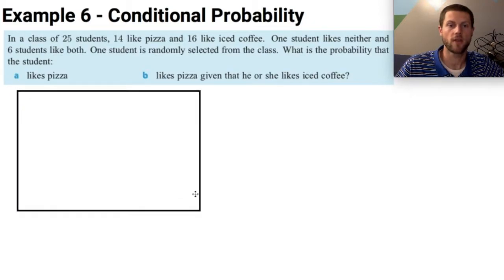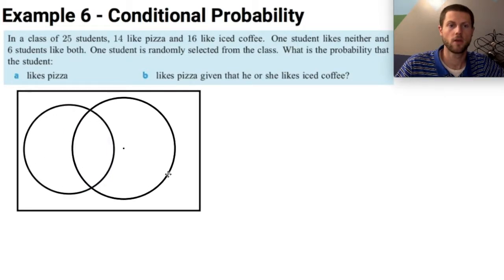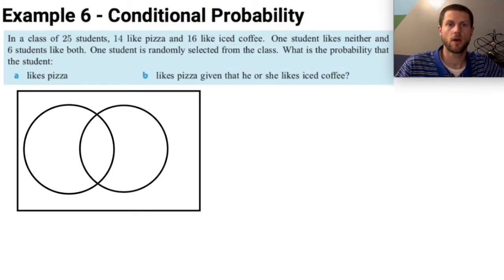So I'll draw my Venn diagram and let's put a couple of circles in here. There's one, there's two. We can label some stuff here. I know that the pizza, we can call that one event, liking pizza, and then we could say iced coffee is another event. So there's a class of 25 students, so the sum of all of these values should be 25. 14 of them like pizza, 16 like coffee, one student likes neither. And then 6 students like both.